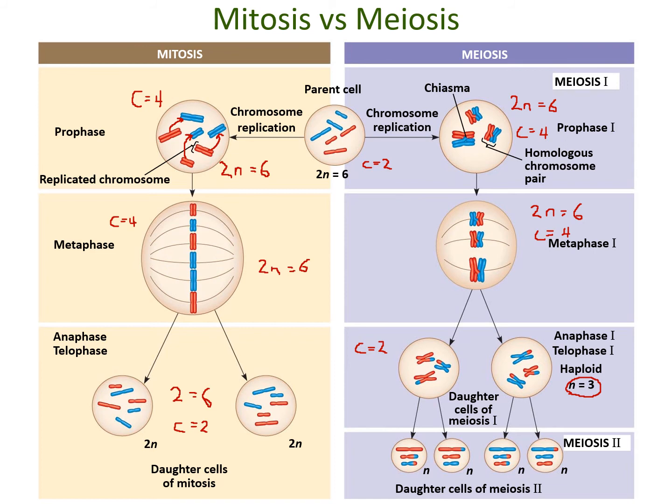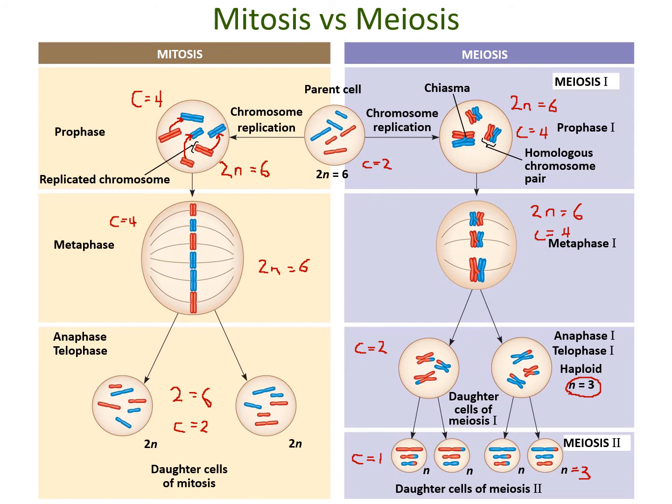And then in the final stage here, after the second division of meiosis, N is still going to be 3. So N equals 3 for all of these cells still. But now the C value has been decreased again because the chromatids have been pulled apart. So this is C equals 1.